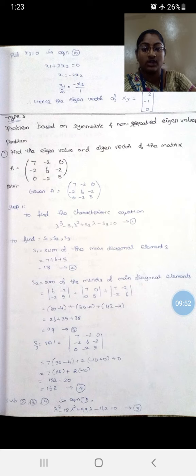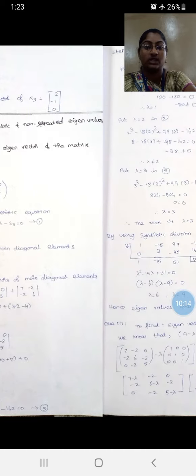So mark S1 as the second equation, S2 as the third equation, S3 as the fourth equation. Substitute equations 2, 3, 4 in the first equation. We get the characteristic equation as lambda cube minus 18 lambda square plus 99 lambda minus 162 equal to 0. Mark this as the fifth equation.